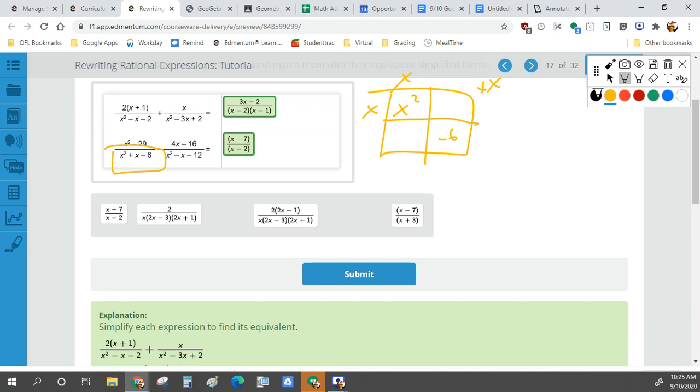So I need these to be 1 apart from each other to get this negative 6. So I'm going to try a positive 3 and a negative 2. The reason why I do that is if I do this, this becomes negative 2x, this becomes 3x. When you add these two up, you're going to get a positive x in the middle. So when I rewrite this, I'm going to leave the black the same. I'm going to show my factored form.